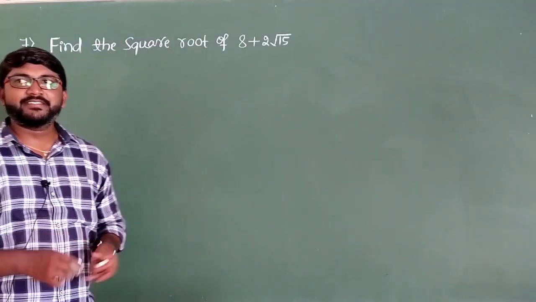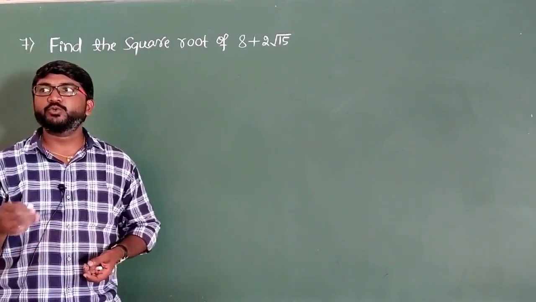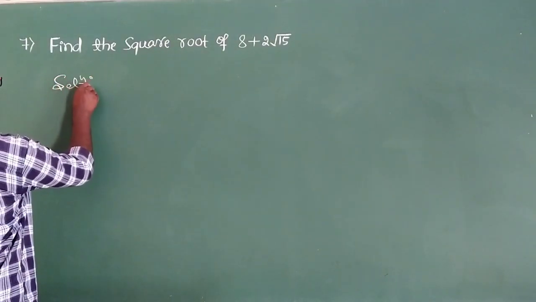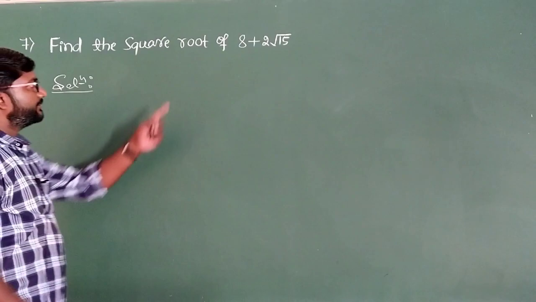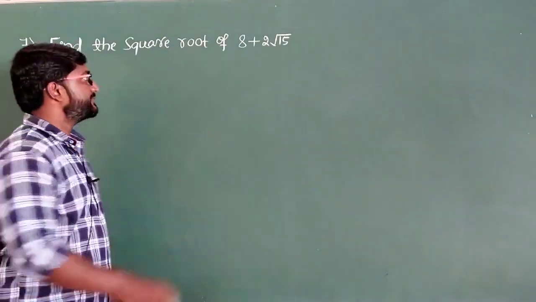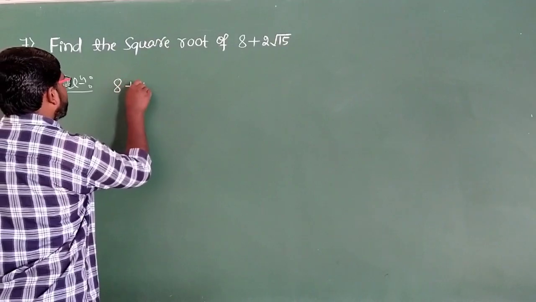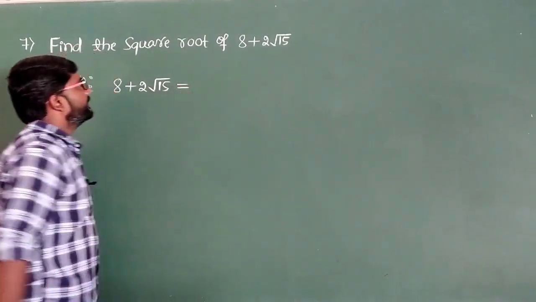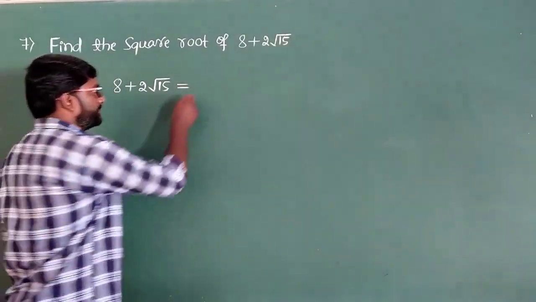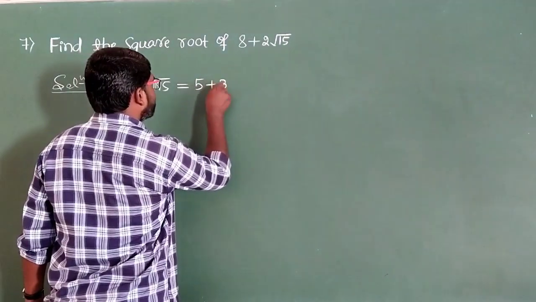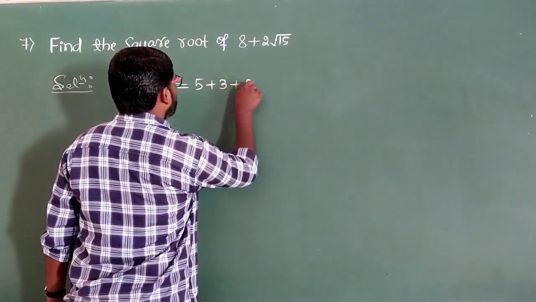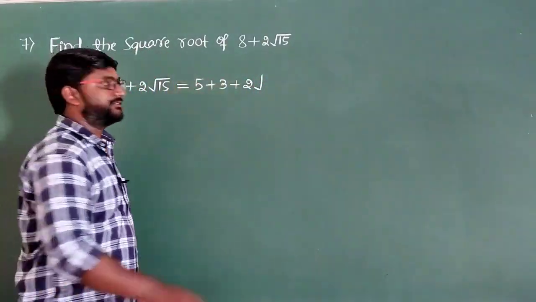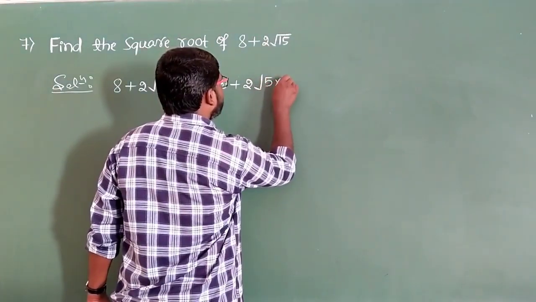Well, the 7th question is: find the square root of 8 plus 2 times root 15. So we have to find the square root of the given surd. I take the given surd as it is, 8 plus 2 times root 15, which is equal to, so here 8 can be written as 5 plus 3, plus 2 times square root of 15, which can be written as 5 into 3.